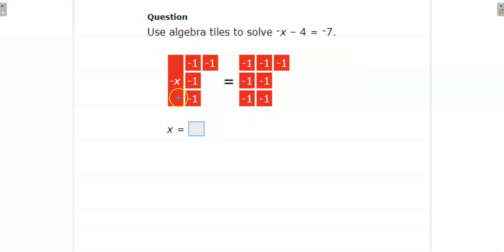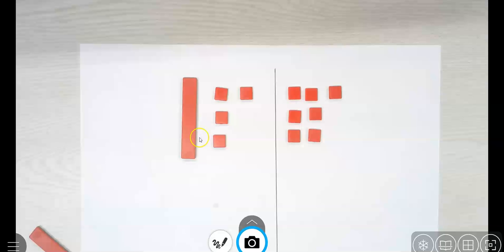On our next one here, we have negative x minus 4 equals negative 7. I'll go ahead and set that up, and we'll discuss that because we're going to run into a problem here. Notice that we need our terms in a positive x right here. However, we have a negative x, and we'll see how that works. So let's take a look at that.